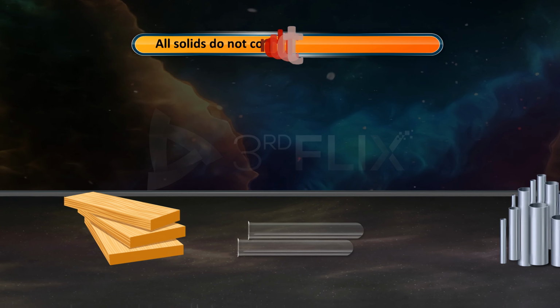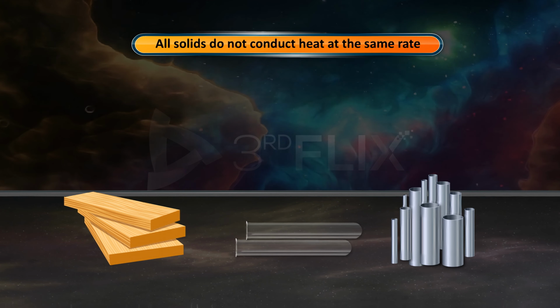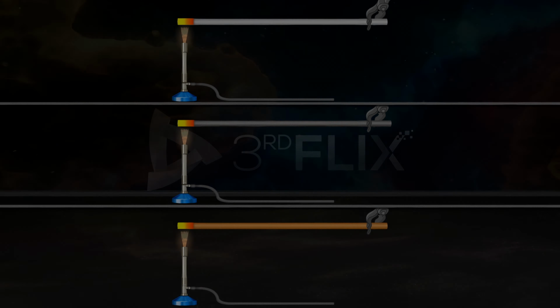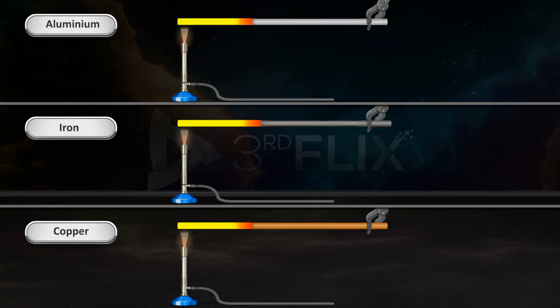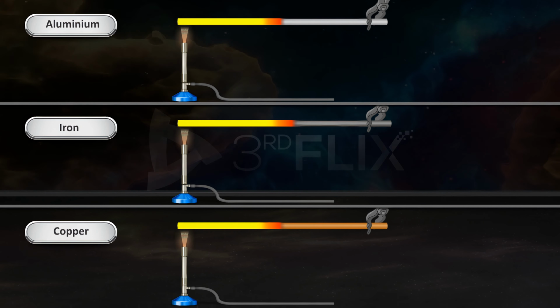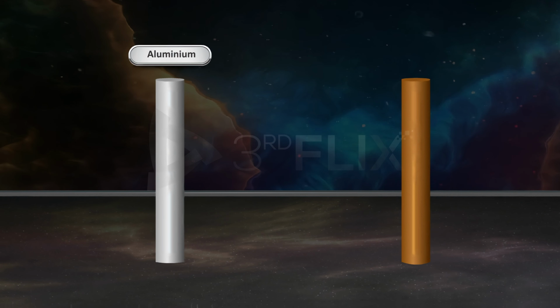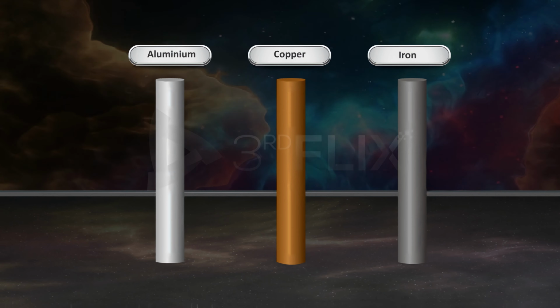All solids do not conduct heat at the same rate. A variety of objects kept in hot water are heated to a different degree in the same period. The materials which allow heat to pass through them easily are conductors of heat. Generally, metals like aluminium, copper, and iron are conductors of heat.